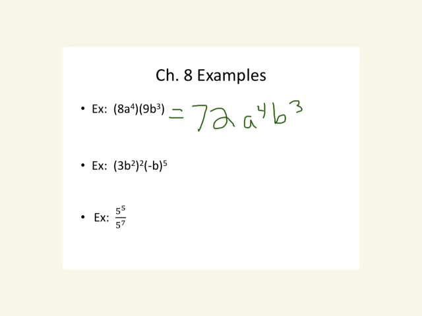Now, if this was a situation in which we had a to the 4th and a to the 3rd, then we'd multiply and we'd have a to the 7th. But since the two variables are different, we just leave it as a to the 4th, b to the 3rd.